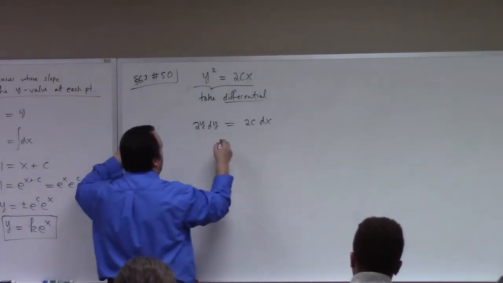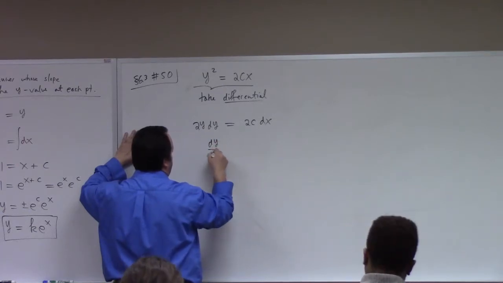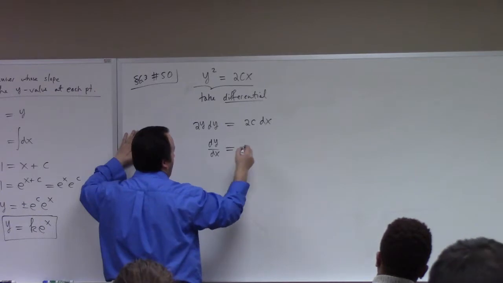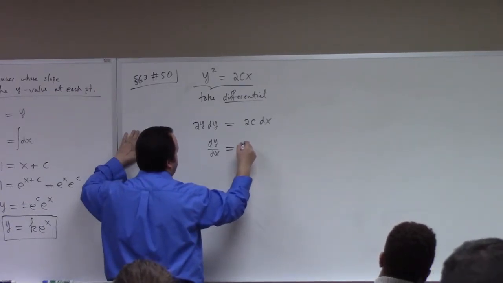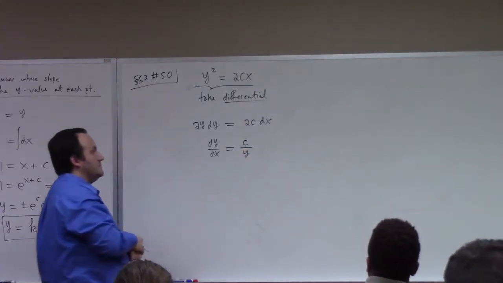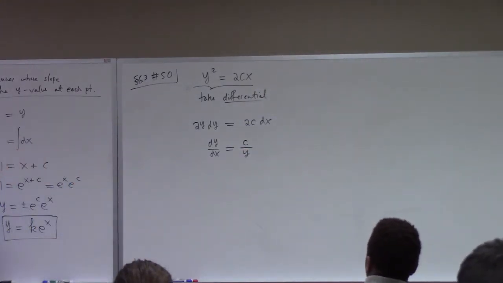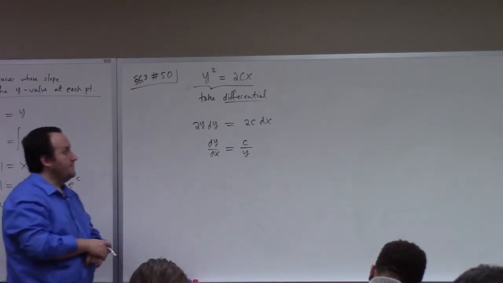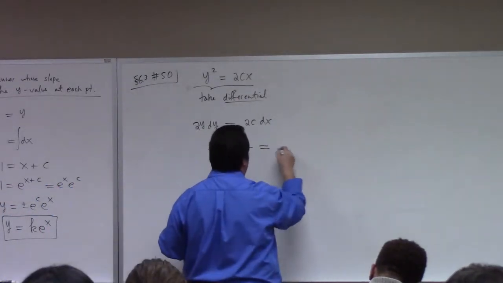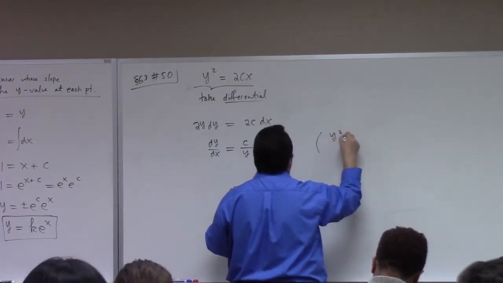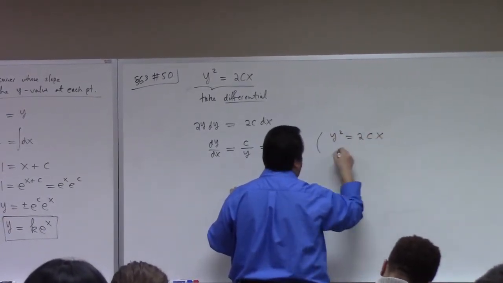Now, so what that gives me, of course, is dy dx equals what? c over y, right? 2's cancel. Divide by y. Now, I must get rid of that c. How do I do that? So if we look at that, if y squared is 2cx, then what's c?